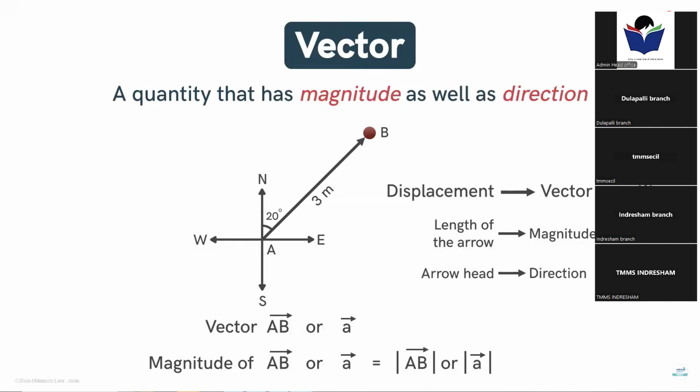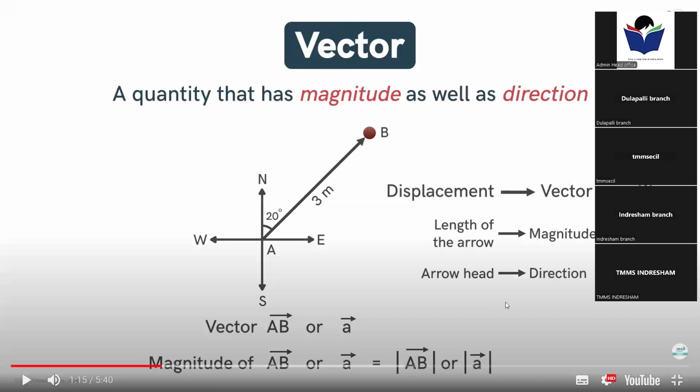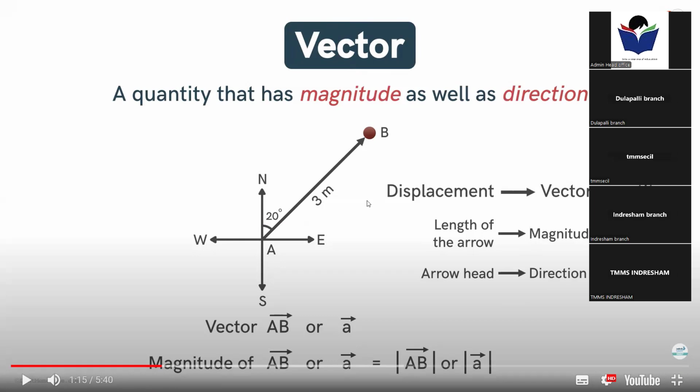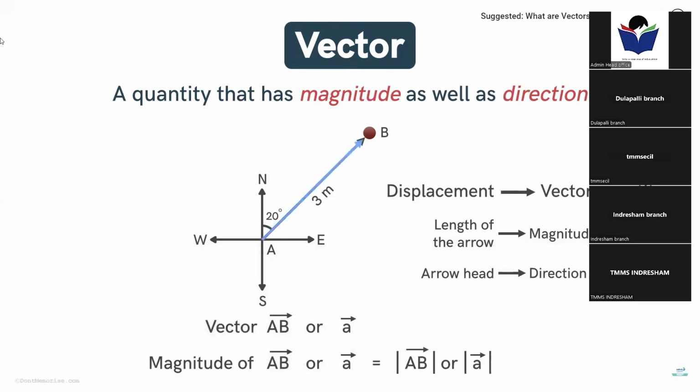Very important point. See here, the length of the arrow represents the magnitude. This is the length. And the head of the arrow represents the direction. You can note this very important point. Basic point: represent a vector in general by an arrow.